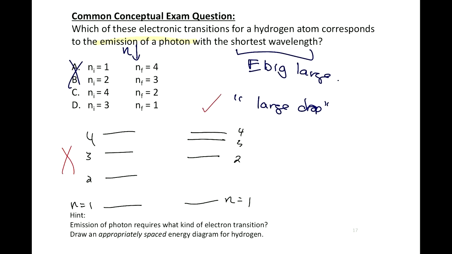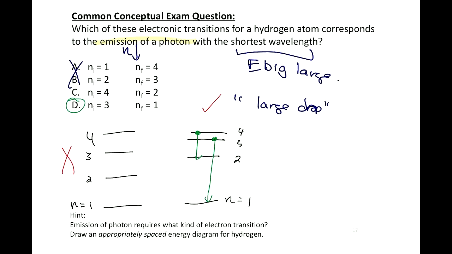So we're going from 4 to 2, and then we're going from 3 to 1. So what is our answer? D, yes, D results in the emission of the photon with the shortest wavelength. It has the largest energy. So that photon from 3 to 1 has the largest energy.